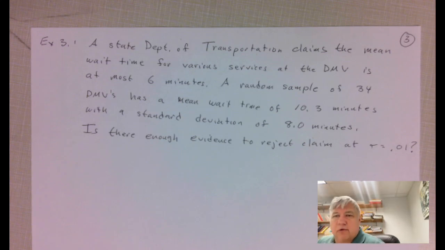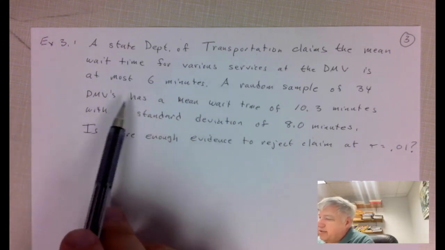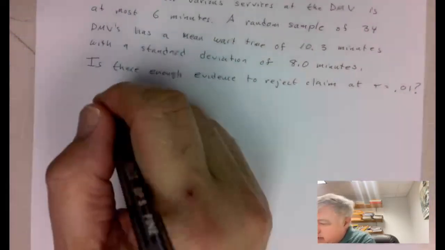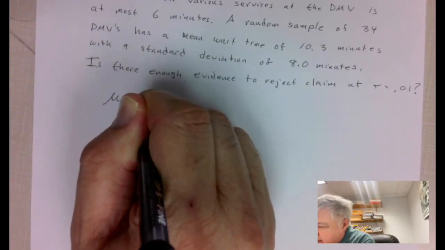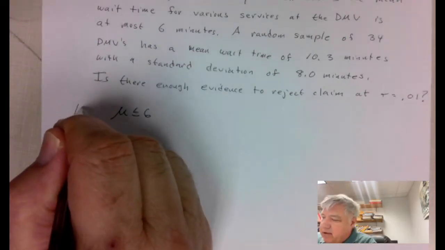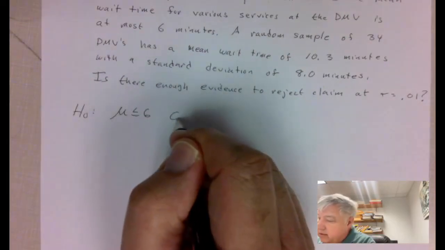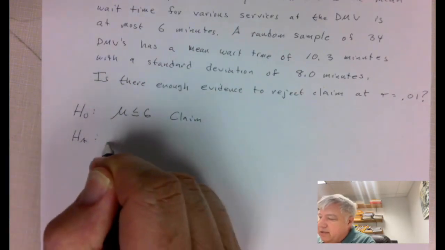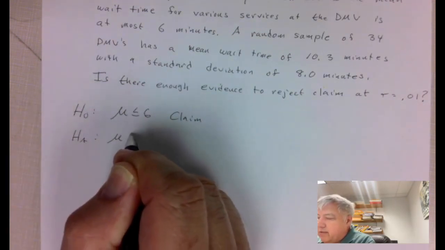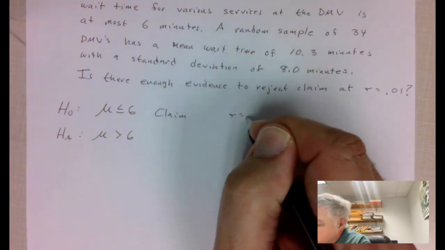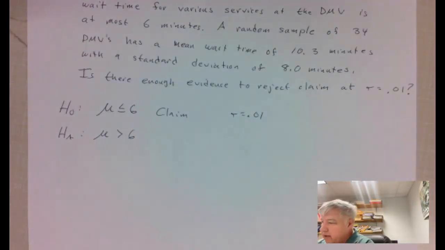Alright, so first of all, the claim says that the mean is at most 6 minutes. So this means that mu is less than or equal to 6. And that has equality in it, so that must be our null hypothesis. And then our alternative hypothesis says that mu is greater than 6. Alpha is 0.01.